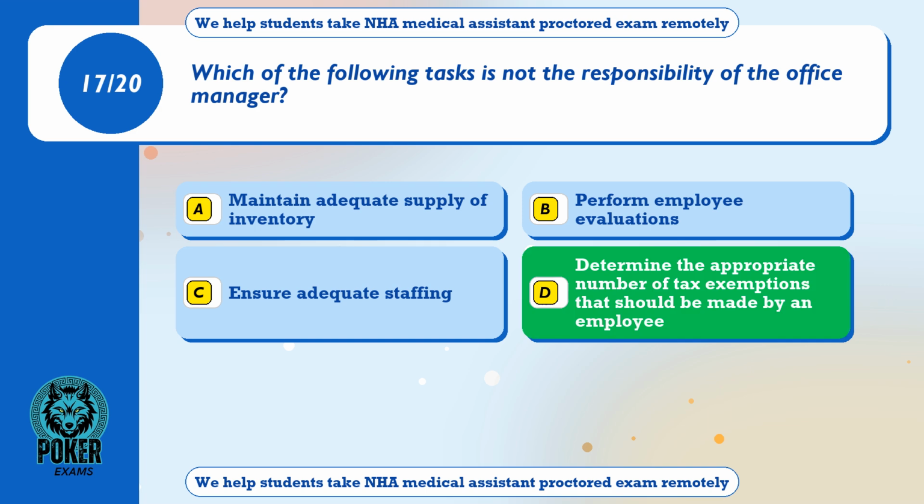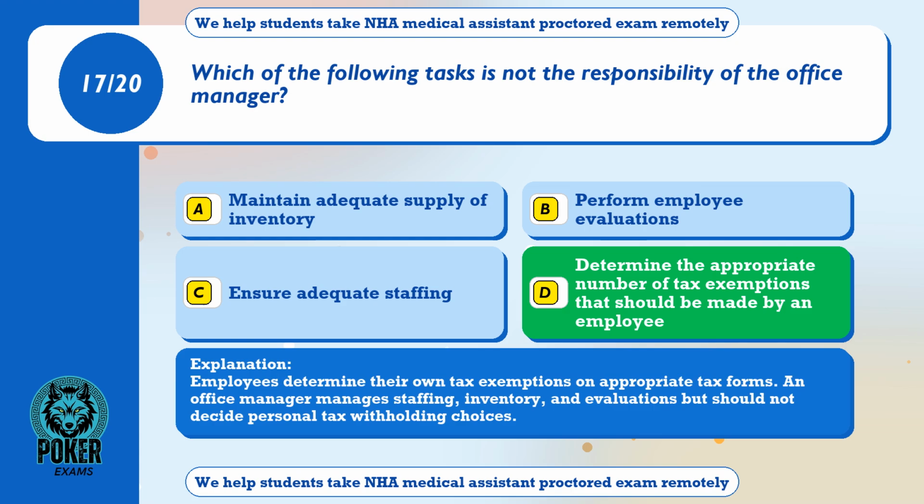The correct answer is option D, determine the appropriate number of tax exemptions that should be made by an employee. Employees determine their own tax exemptions on appropriate tax forms. An office manager manages staffing, inventory, and evaluations but should not decide personal tax withholding choices.